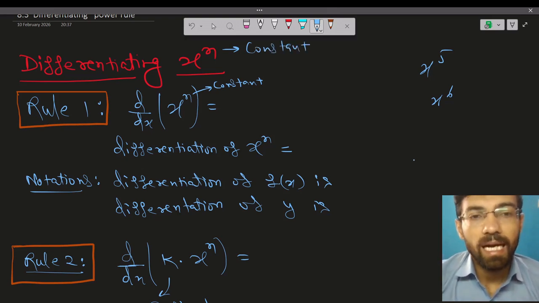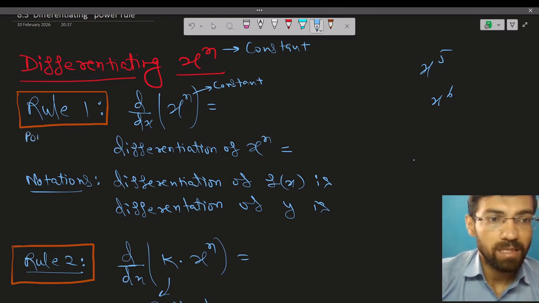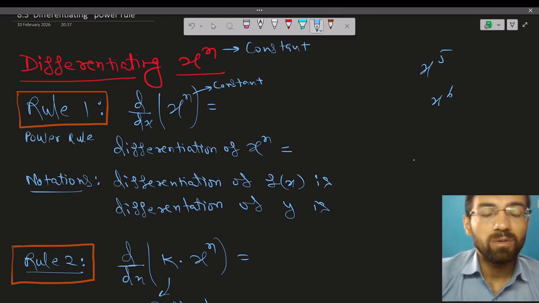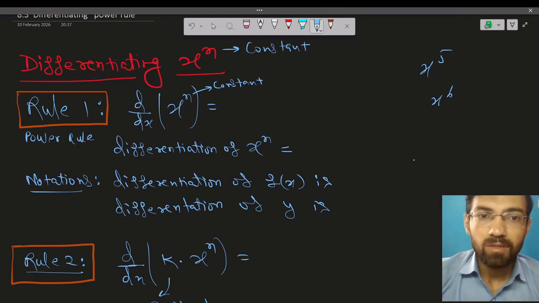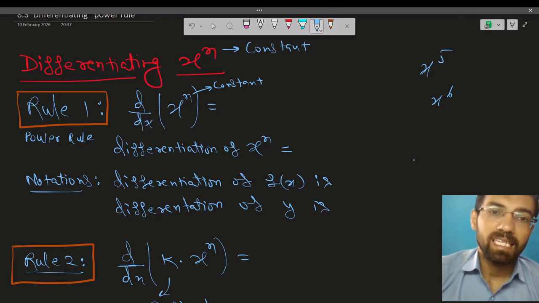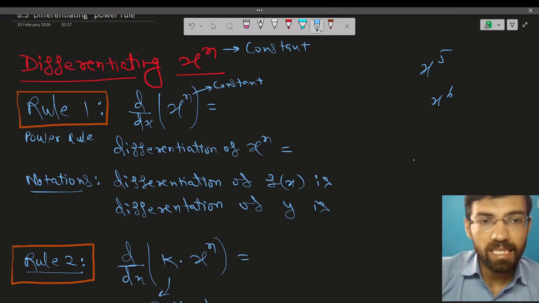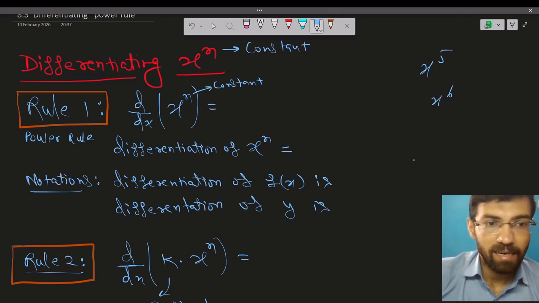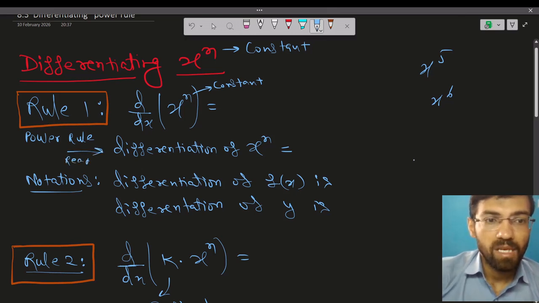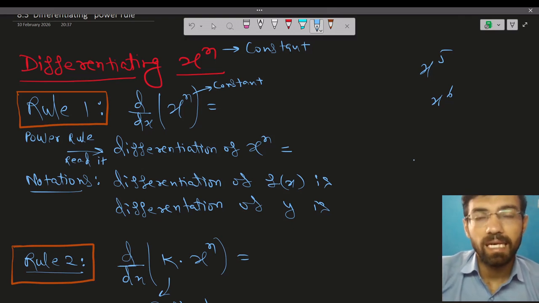So we have rule 1, and rule 1 is called the power rule. Why power rule? Because we use rule 1 to differentiate anything that is in the power. So differentiation of x raised to n, here I have written d upon dx of x raised to n. First, this d upon dx we always apply. We read it as the differentiation of x raised to n. For now, we will simply say it as differentiation.